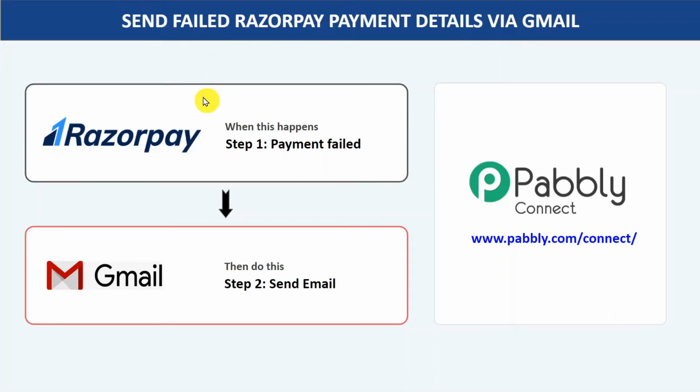Hey everyone, in this video we are going to learn how you can automatically send your failed Razorpay payment details to your customers via Gmail. Here, Razorpay and Gmail are two very different applications and there is no direct connection between them. That's why we are going to integrate both of these applications with the help of an integration software that is Pabbly Connect. So whenever any payment fails in Razorpay, Pabbly Connect will automatically send an email of your failed Razorpay payment details via Gmail.